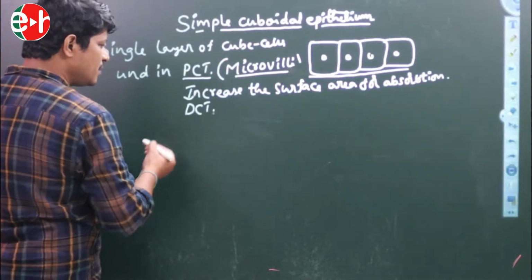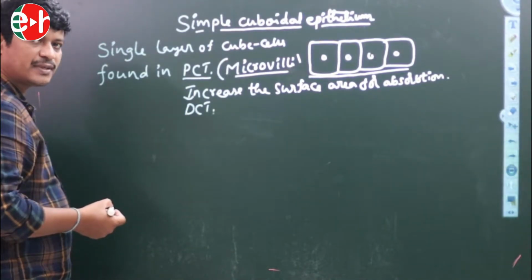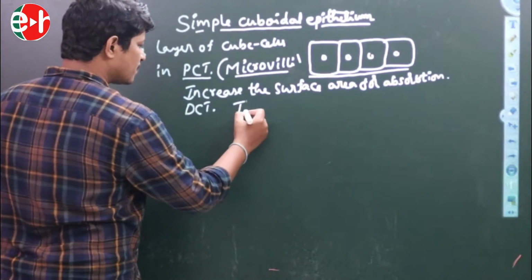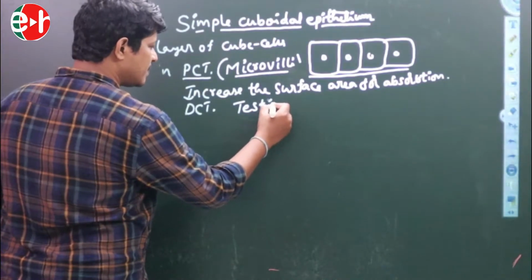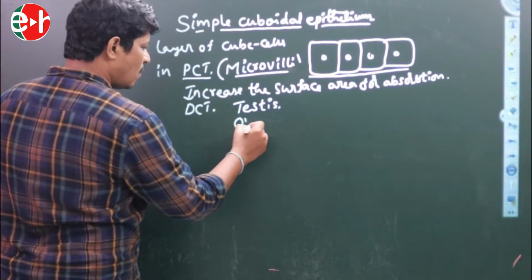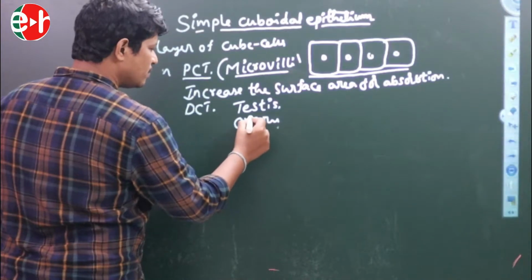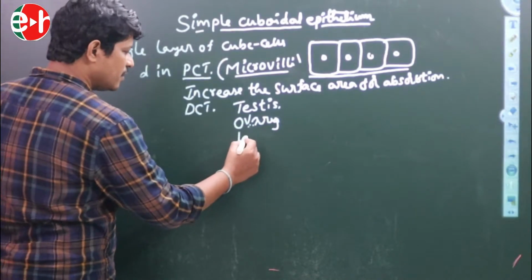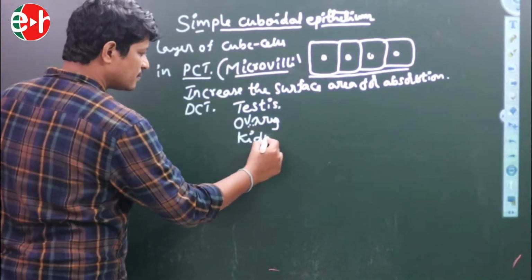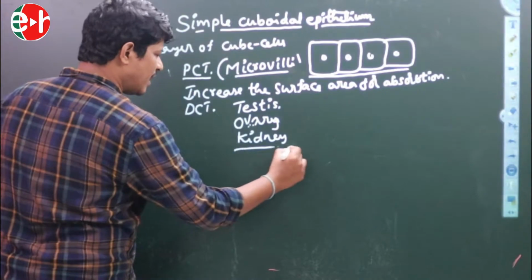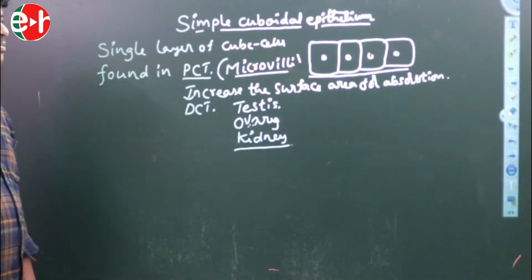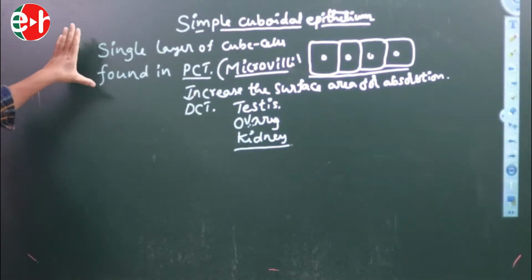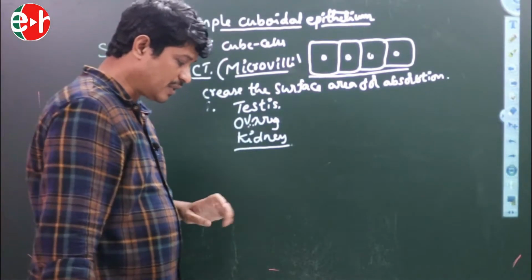The distal convoluted tubule is also an example of simple cuboidal epithelium, and not only this one: the testis, the male reproductive organ, the ovary, the female reproductive organ, and the kidneys are also examples. This is simple cuboidal epithelium. Clear? Now we are going to discuss the remaining structures.